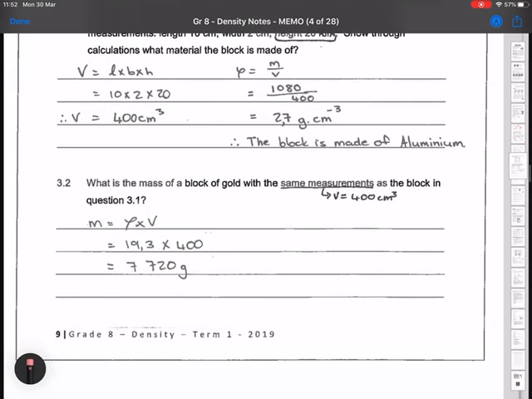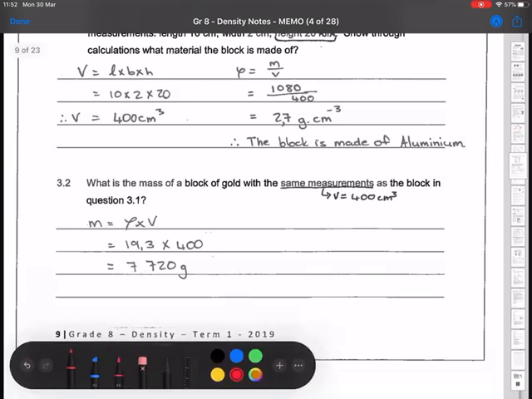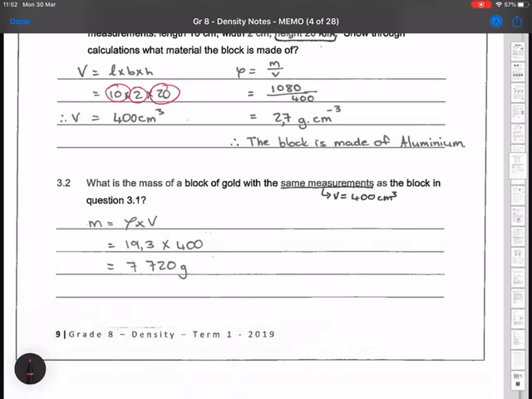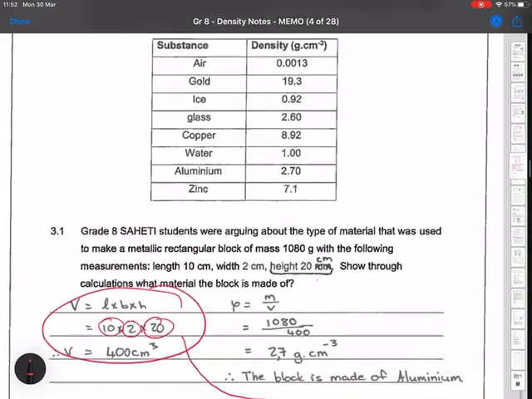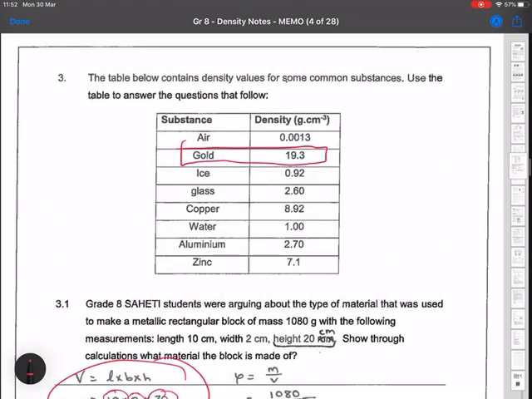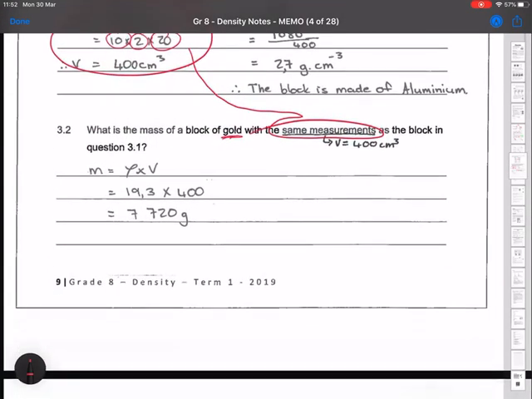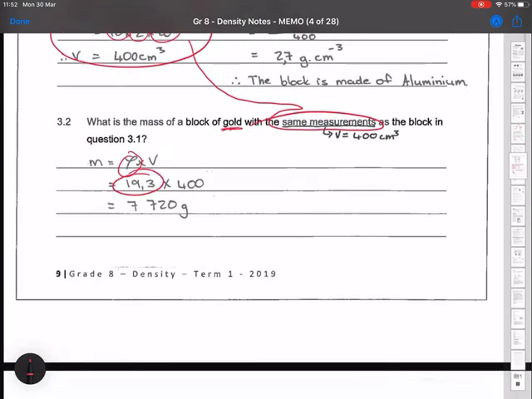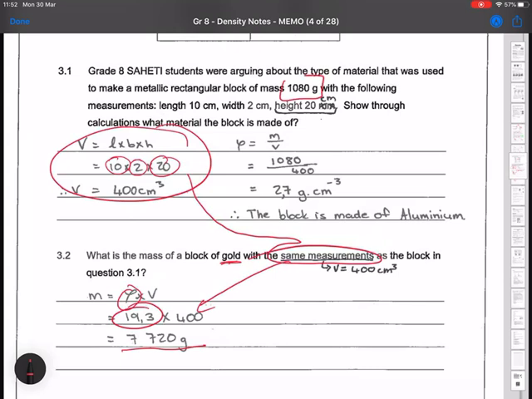Okay. What is the mass of a block of gold with the same measurements as the previous question? So the same measurements, that implies that the length would be 10, the breadth 2, and the height 20. So that's what we mean by same measurements. But now, if we're dealing with gold, gold has got a density of, let's go down our table, 19,3. So you're going to sub in 19,3 in place of your density. Use the same volume of 400, and then I'll give you that the mass of gold would weigh 7,720 grams, whereas the aluminium was only 1,080 grams.